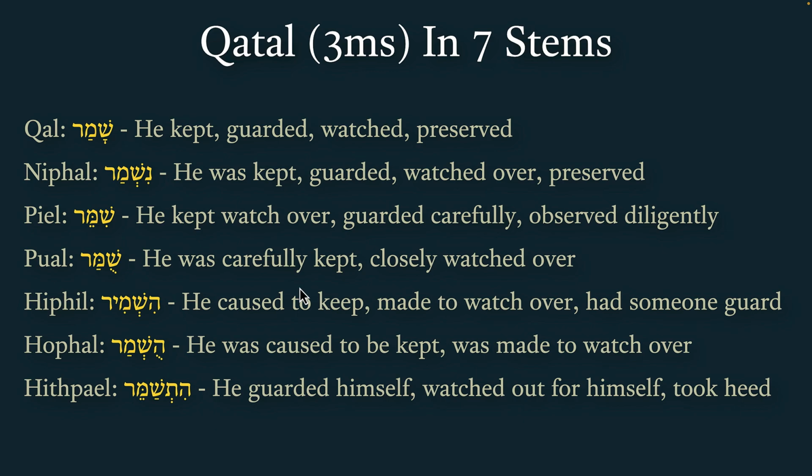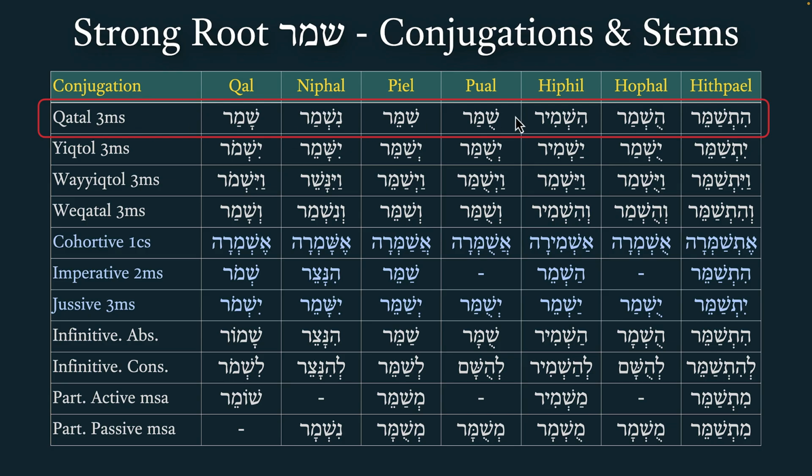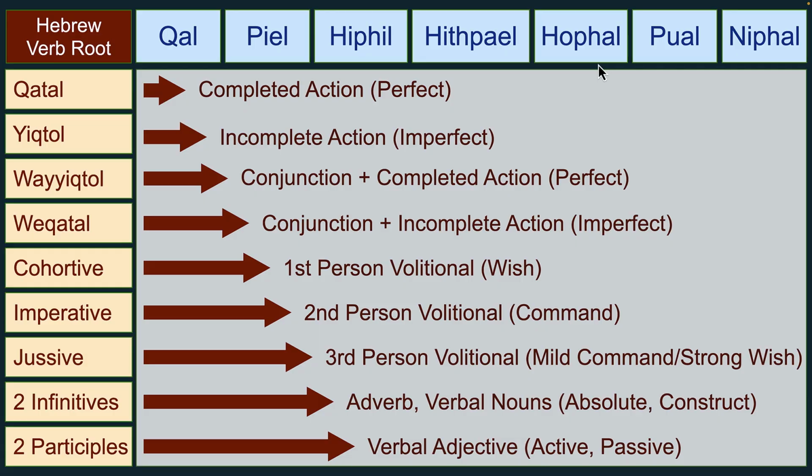7 stems. 7 stems, mind you, we are talking about these 7 stems, but all of them are in the Katal. So I'm taking the first line here in the Katal, okay? So these are all in the Katal, in the 3MS for all the 7 stems. Now if you look at slightly differently, now let us go over the vertical now. Here we have different things, the Katal, Yiktol, Vayiktol, etc. So what are these? What is the meaning of it?